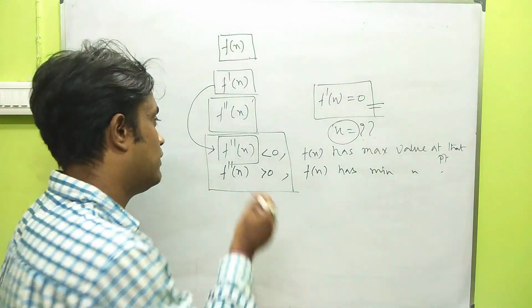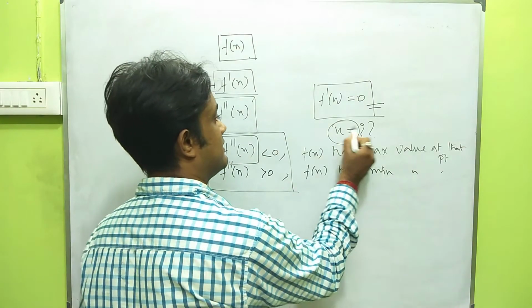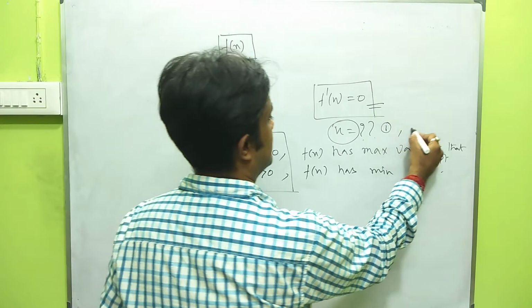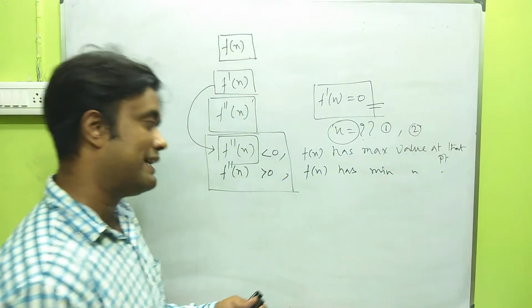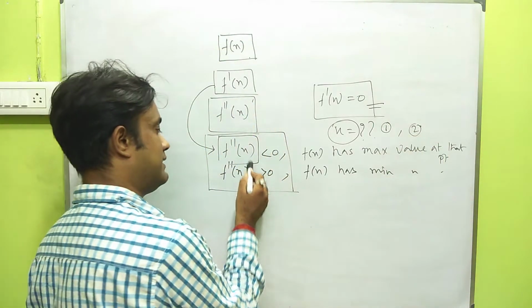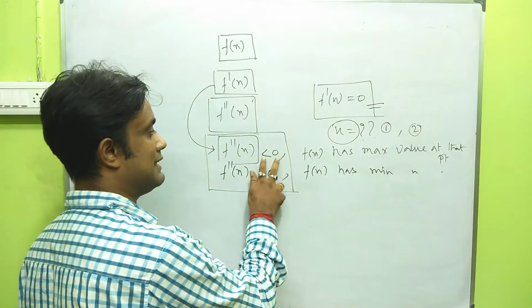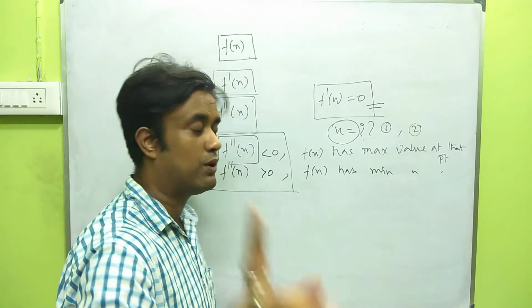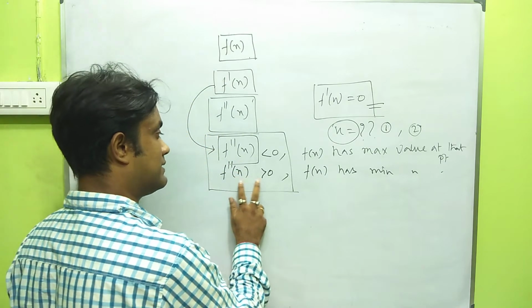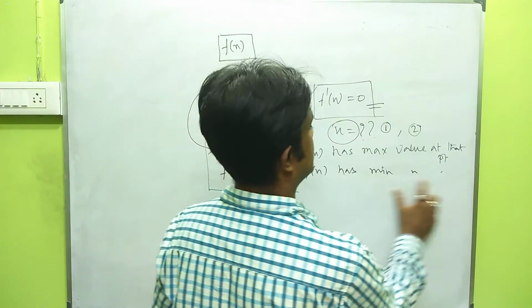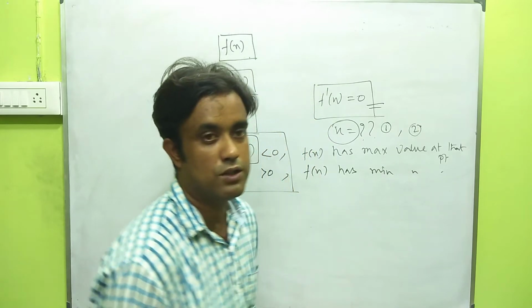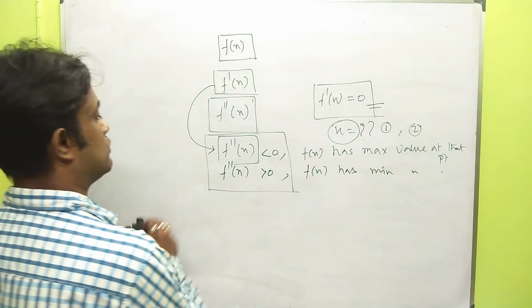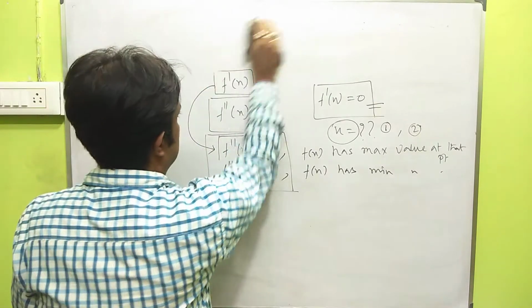So if f double dash x is less than 0 at a certain x, suppose x is equal to 1 and x is equal to 2. Suppose at x is equal to 1, the value of f double dash x is less than 0, then we say that f(x) has maximum value at x is equal to 1. And if f double dash x is greater than 0, then f(x) has minimum value at that point. So this is the second order derivative rule to find maximum or minimum.